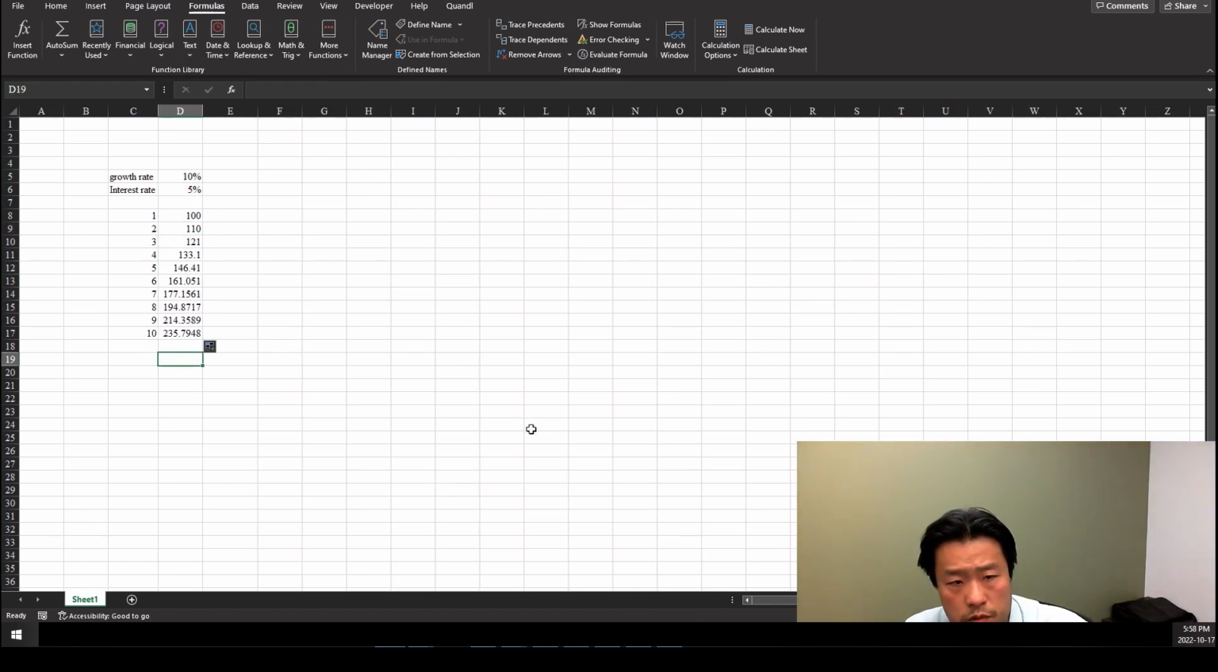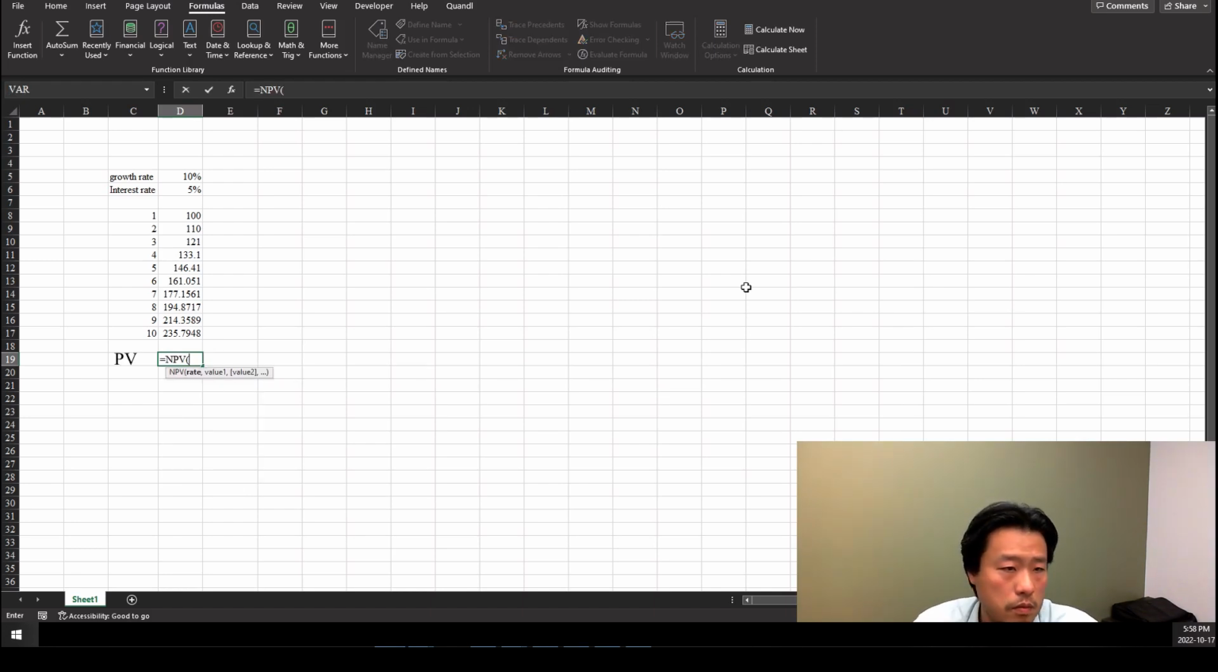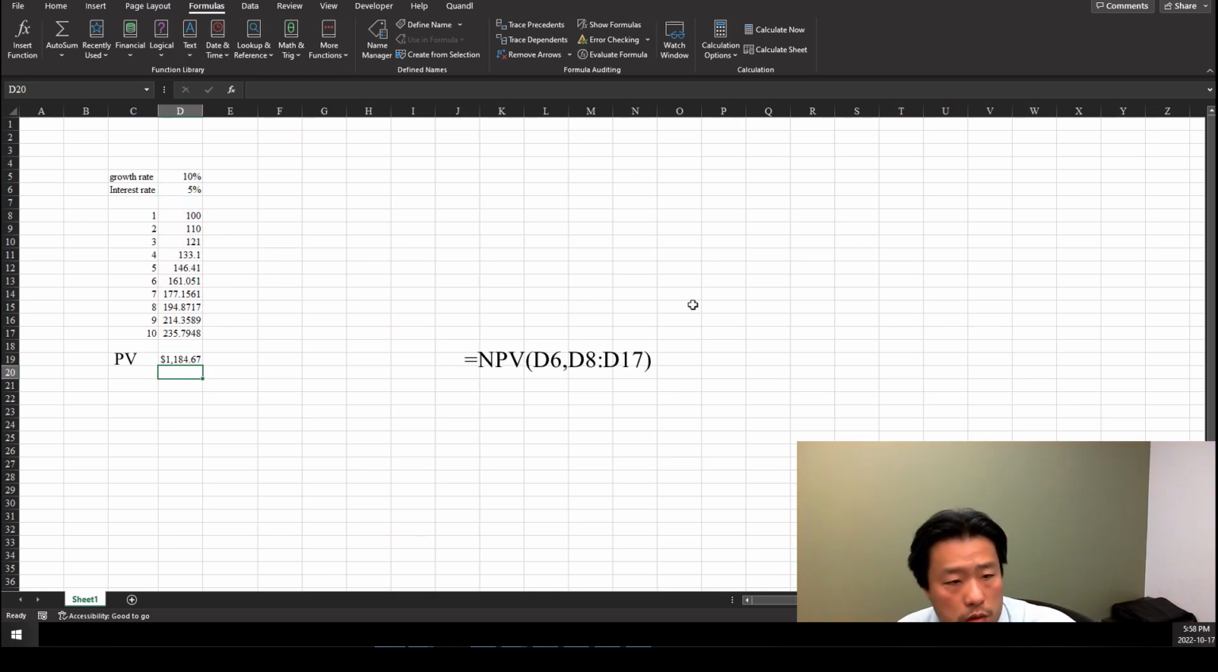The fast way to find the future value is to find the present value first. Because we have the internal function to calculate the present value, that equals NPV. The interest rate is 5%, and comma, and highlight all those cash flows. Then we got $1,184.67. That would be the present value for this set of payments.